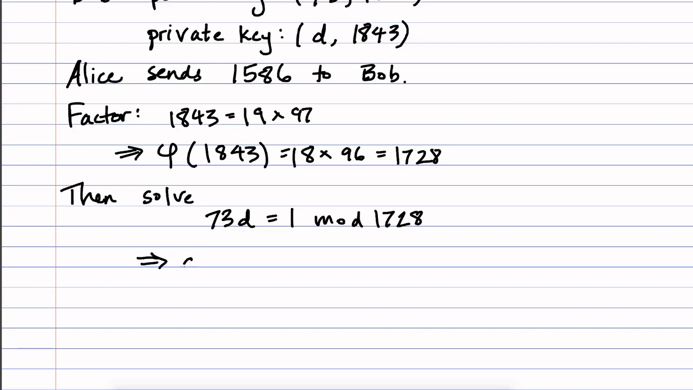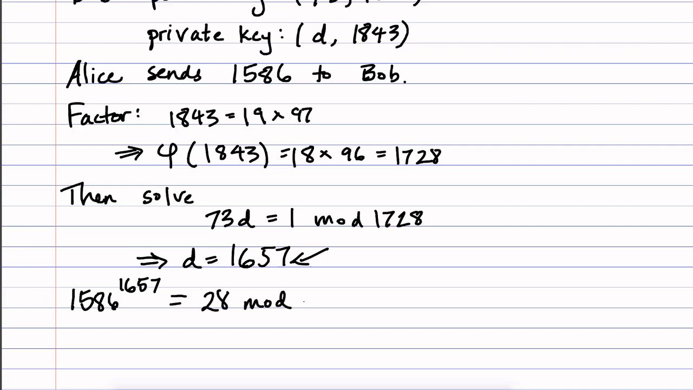And you go through the calculation and it turns out that D is going to be 1,657. So then if we want to actually find out what the message was that we were supposed to be focusing on, all you need to do is take the original message that you saw go from Alice to Bob, raise it to that power because you now know Bob's private key, and of course you have to use repeated squaring and things like that in order to do such a large power, but this turns out to be 28 mod 1843. So that 28 is Alice's message to Bob.